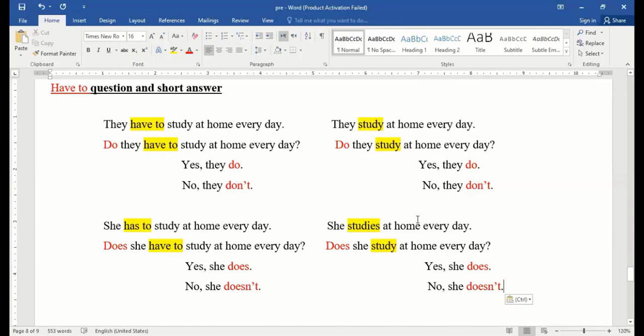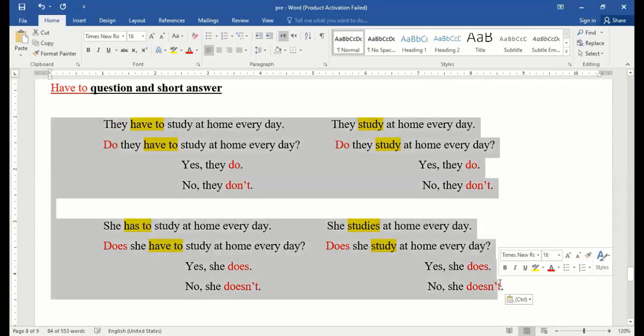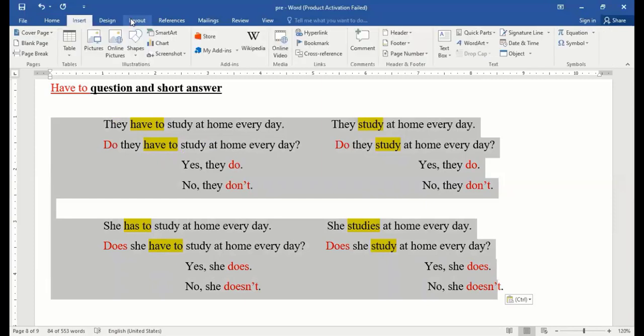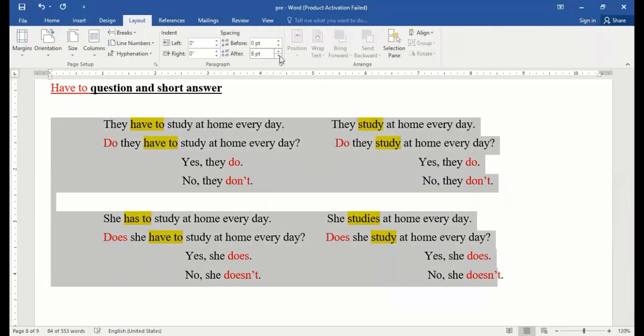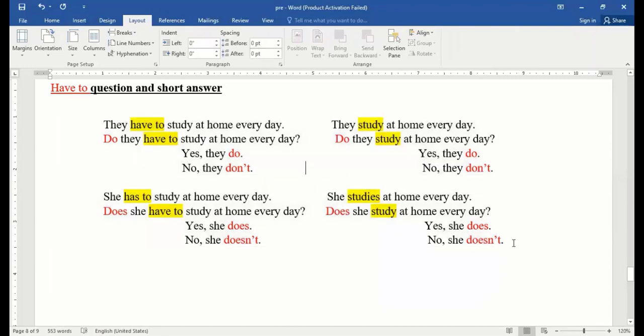Okay, now we're going to put a sentence with past simple. Just a minute, let's design the layout, okay. So let's do it with past simple.